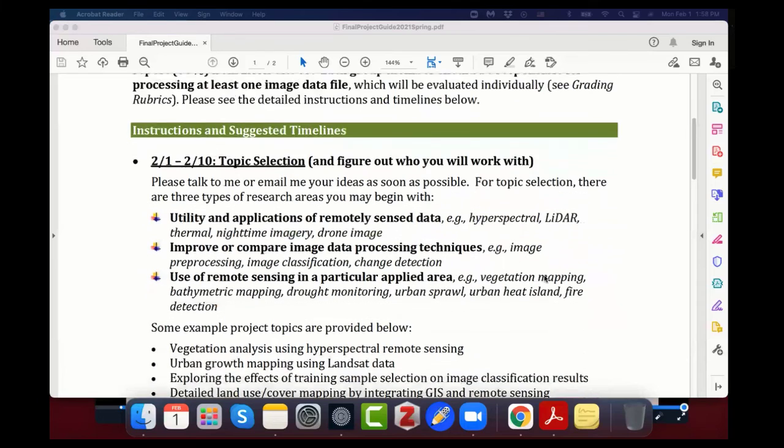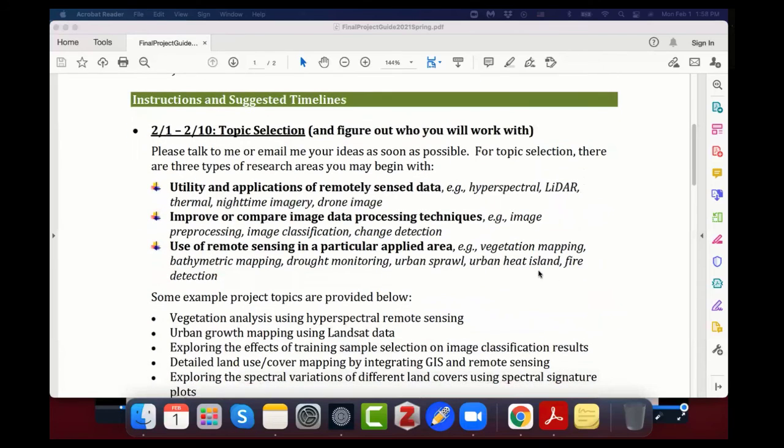Here I have the timeline. So I'm trying to push this forward. However, once again, I'm flexible. So right now the plan is you will have 10 days from today until the end of next Wednesday to think about a topic, and of course to figure out who you will work with.